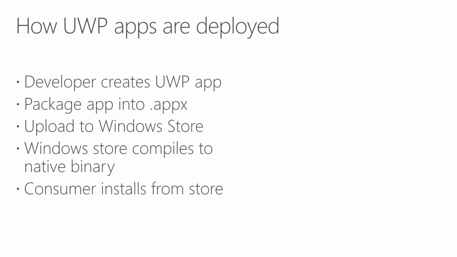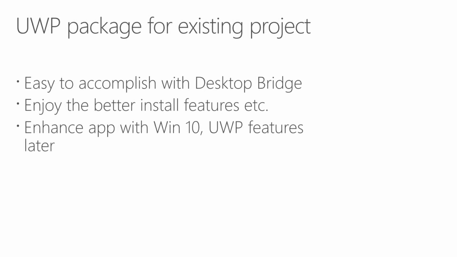So once you get it to the store and it's compiled, it's then pushed out and published so the consumers can find it and install it from the store. If you decide that you want to do this, there's a couple ways that you can build an AppX package, even for an existing application. One is there's some documentation on Microsoft's websites that talks about how to hand build the AppX package. But what we're going to use in this session is the desktop bridge. It's very easy to use, and you get the better install features with this. And then once you've got your app converted and working in the store, you can slowly start to enhance it.